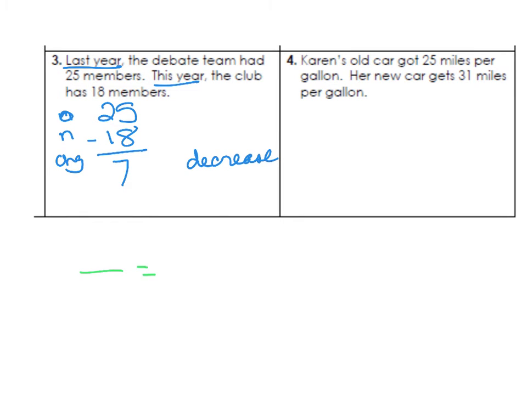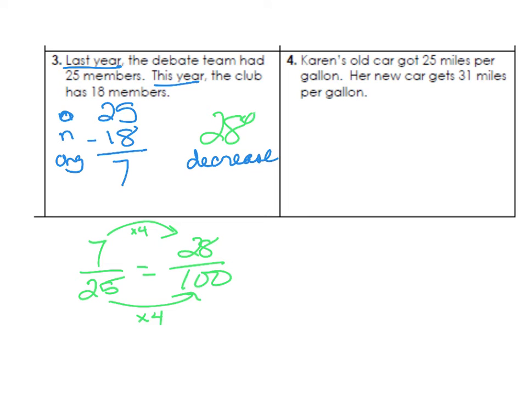If we subtract, we find out it's going down by 7. So let's set up a proportion down here. 7 is our change. 25 is our original amount. I'm just going to do the easy way. 25 times 4 gives me 100. 7 times 4 gives me 28. So it is a 28% decrease.